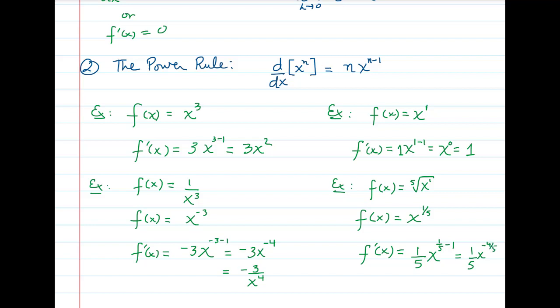Now you can rewrite this or leave it whichever way you want it, but this is 1/5. Notice how you can rewrite this exponential expression with a fractional exponent as a radical again. This negative brings it to the bottom here to make it positive, and then you can again leave it as a radical here. So there are different ways that you can do that, but the point is that you can use the power rule to quickly derive the derivative of these functions.